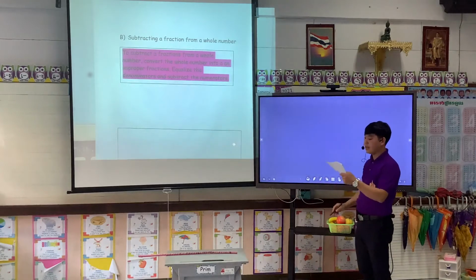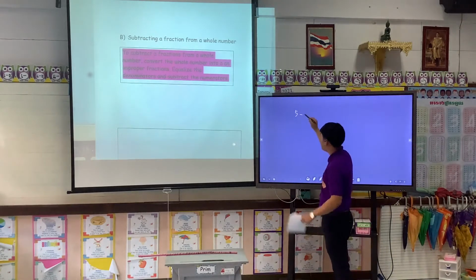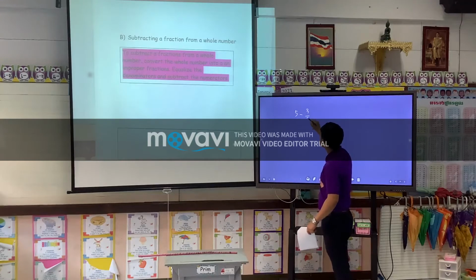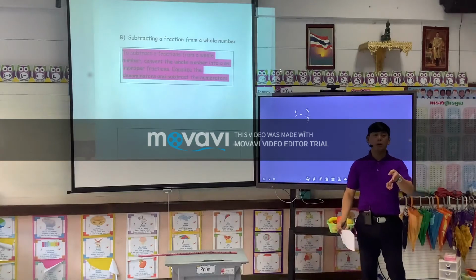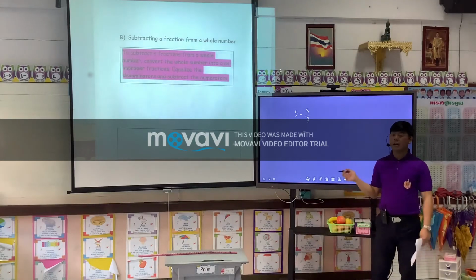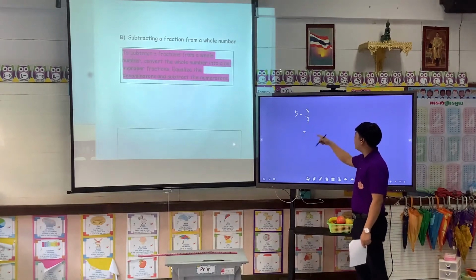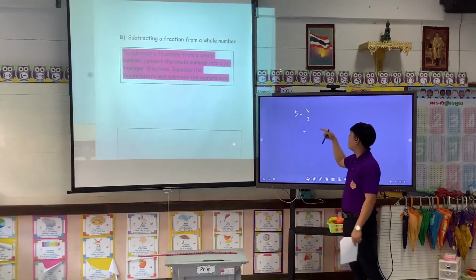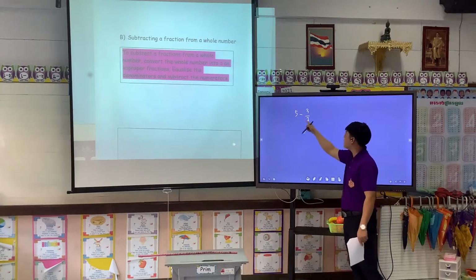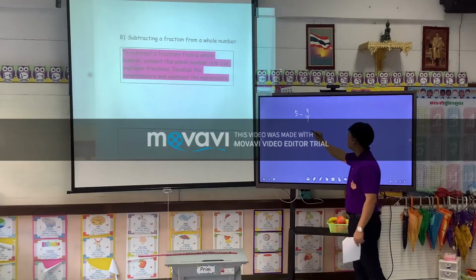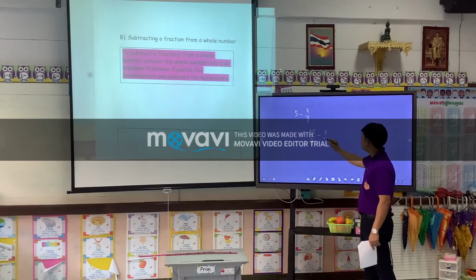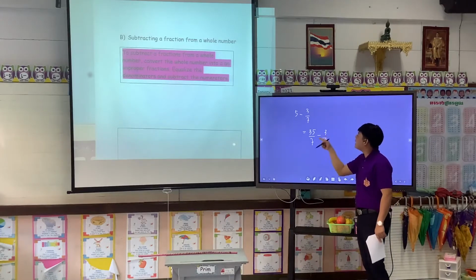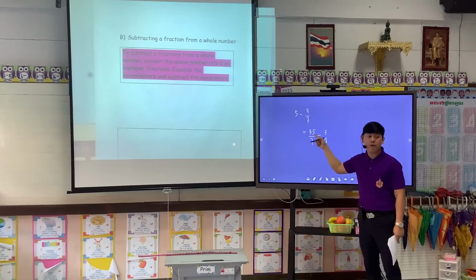Okay, the same. So 5 minus 3/7. Please, can you do it in your notebook? Okay, we can do it together. We need to convert the whole number into an improper fraction. So 5 times 7 is 35/7, minus, copy the proper fraction, 3/7. Right now it is converted.